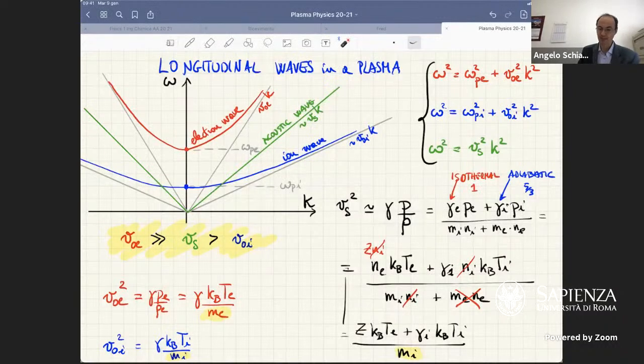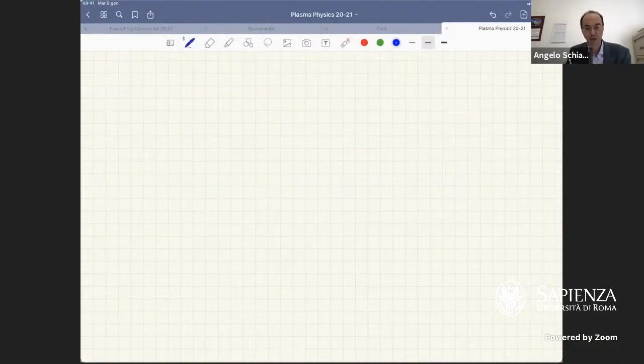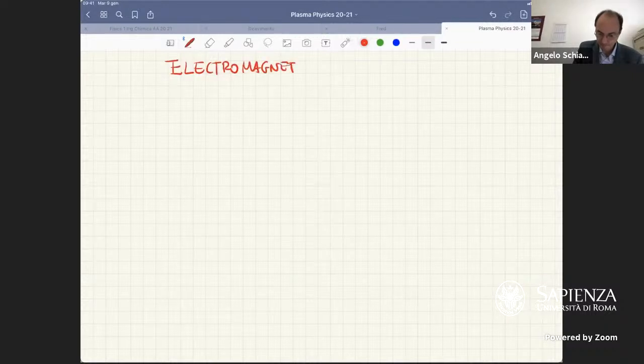So let's switch to the second solution for wave propagation in plasma, and this is going to be transverse waves. So we'll consider transverse waves, and in particular electromagnetic waves in plasma.